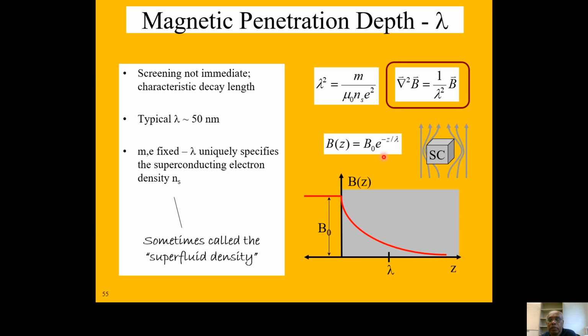So we can calculate that penetration depth. Actually, the derivation is very simple from London's theory. So screening is not immediate, that's what it says, right? It doesn't screen immediately. It has a characteristic decay length. Typically, this length is about a few tens of nanometers. So you can easily calculate that lambda, since we know m, that's the mass. If you know the supercurrent density, we can calculate your lambda for any given material.